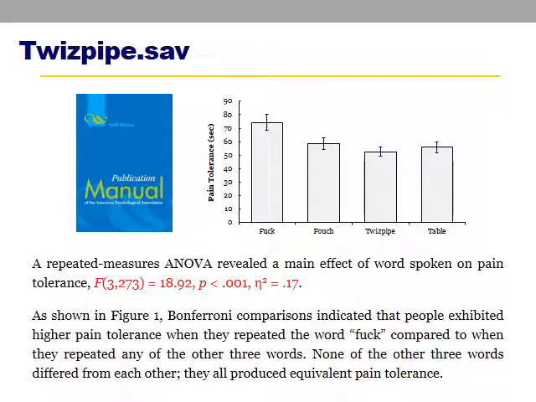The Bonferroni post hoc comparisons indicated that people's pain tolerance was significantly higher when they said the swear word compared to any of the other 3 words. None of those other 3 words, fouch, twizpipe, and table, were significantly different from each other. In other words, it was the swear word and only the swear word that affected people's pain tolerance, supporting the hypothesis that swearing actually does make us more tolerant to pain.